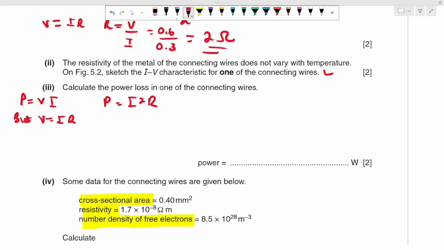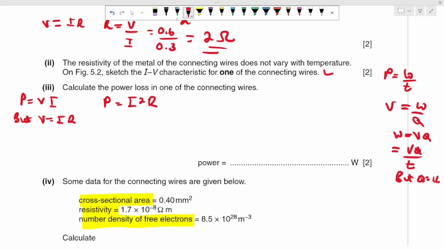Well, you might ask, power, we know that is the work done per unit time, but V, electric potential difference, is the work done per unit charge. So work done will be equal to V times Q. So power will be equal to VQ divided by T. But Q is equal to IT, therefore Q over T will be equal to I. So your power will be equal to VI, right? So V times I. So that's why power is equivalent to VI.